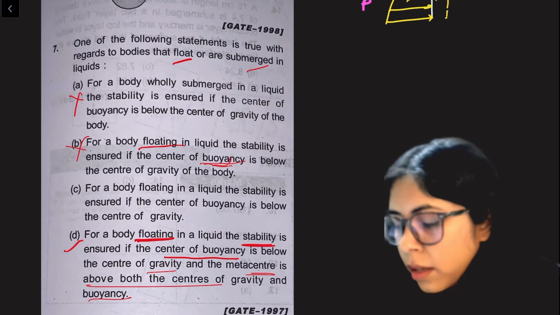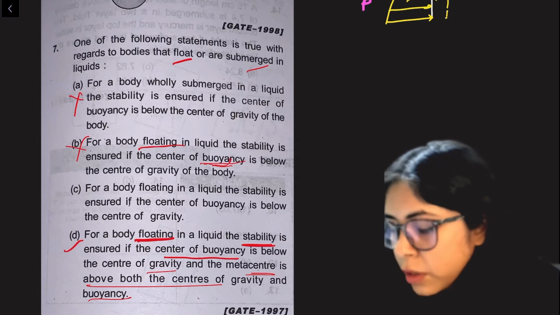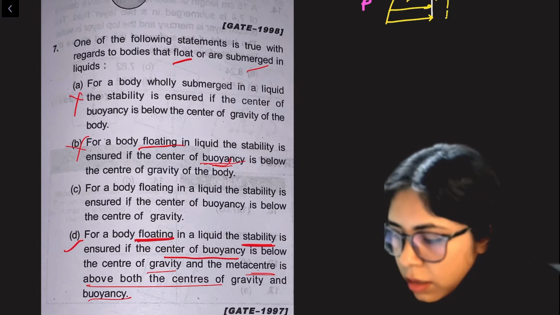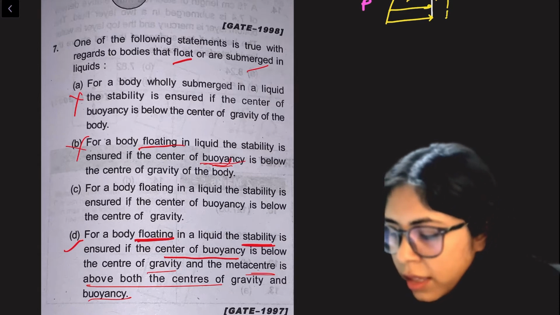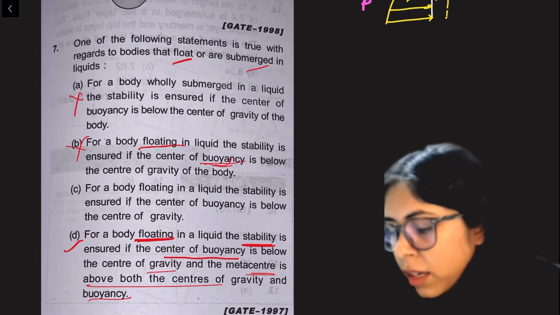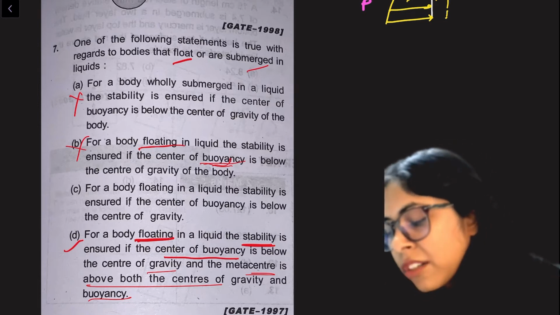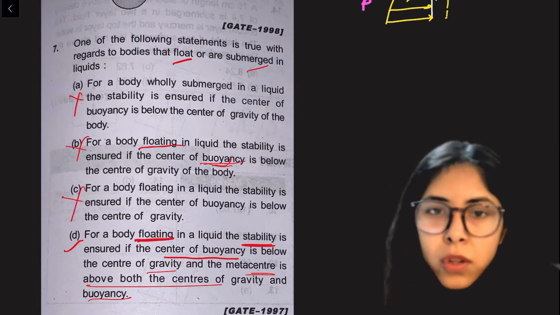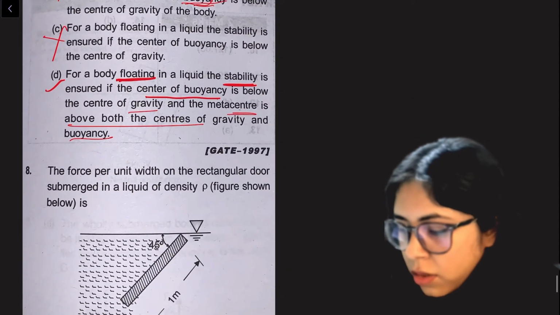For a body floating in a liquid, the stability is ensured if the center of buoyancy is below the center of gravity. Again, option C gives the same thing, not fully, so this is not correct.